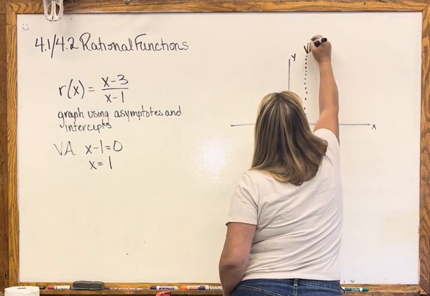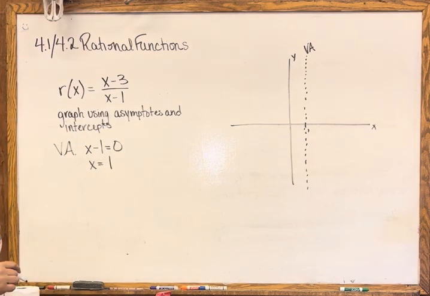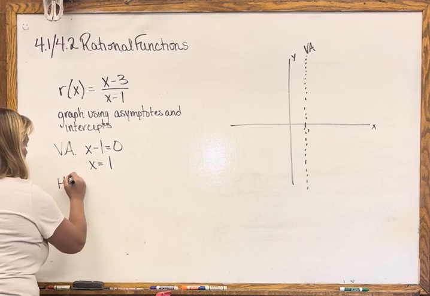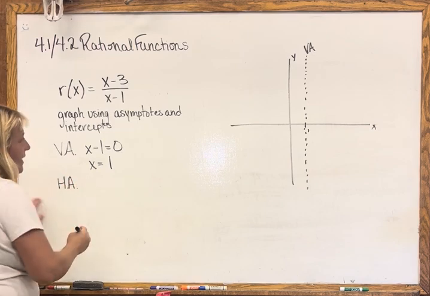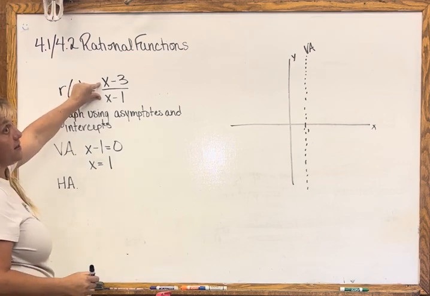And we're going to label it VA. So you should have it dashed in and you should have it labeled. Okay? Then we move on to the horizontal. Now again, it would have been nice if we still had that written there, but you have it in your notes. So we look at the 2 degrees.